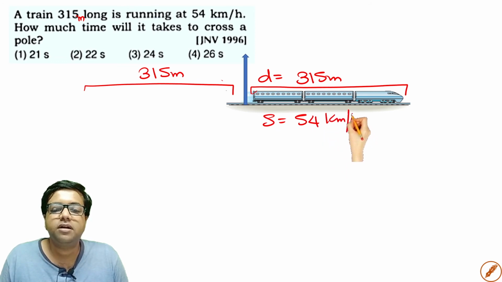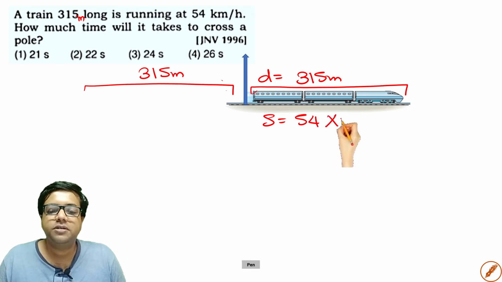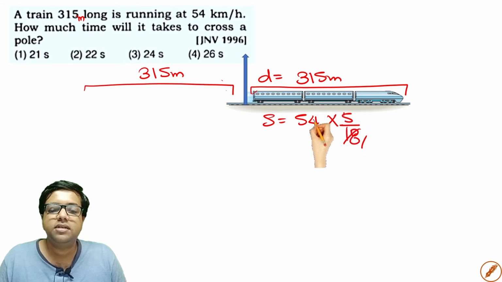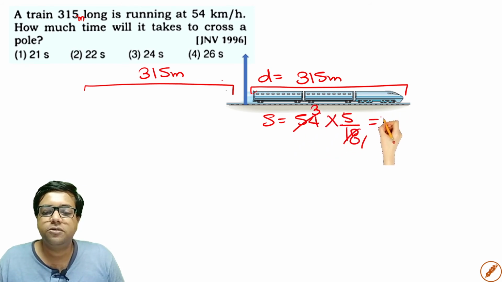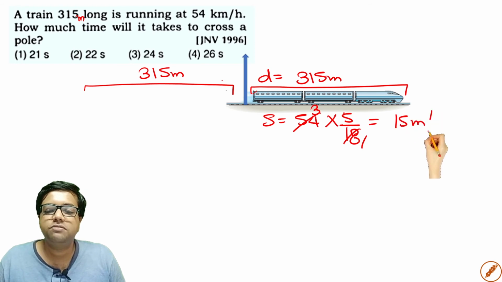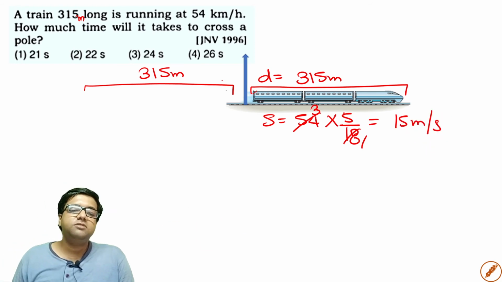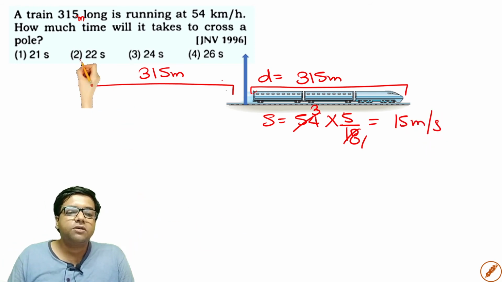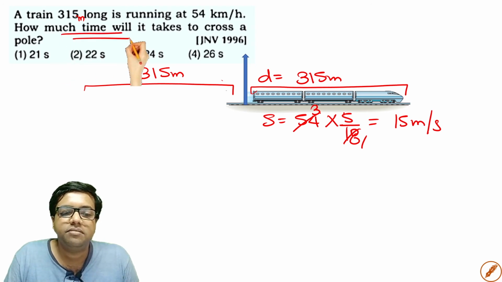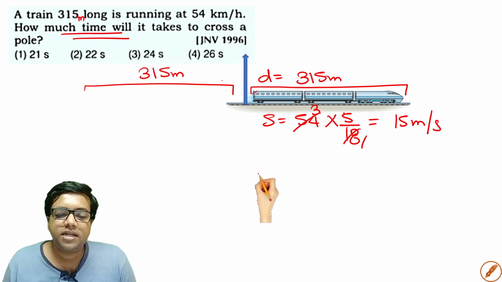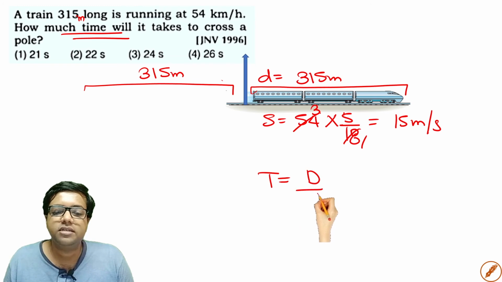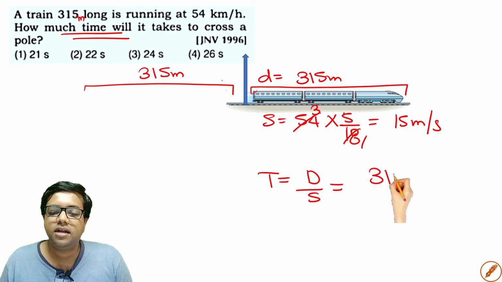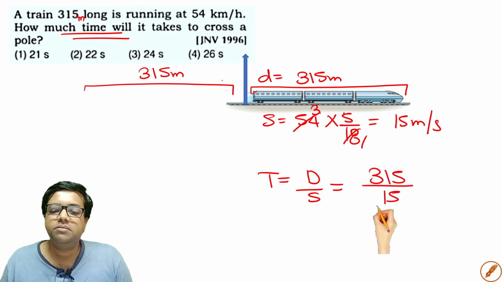We need to convert 54 kilometer per hour into meter per second. So 18 ones are 18, 18 threes are 54, 5 threes are 15. So speed is 15 meter per second. The question is asking us to find the time. So time is equal to distance by speed. Distance is 315. Speed is 15 meter per second.